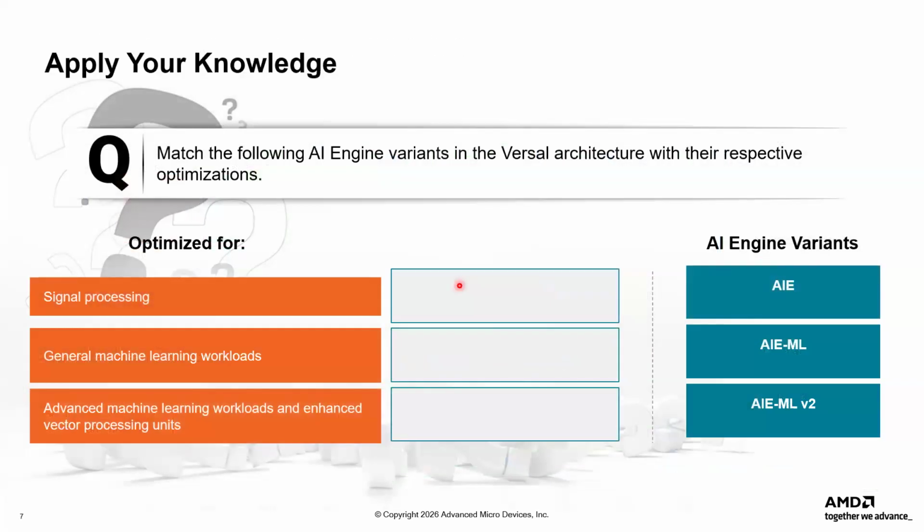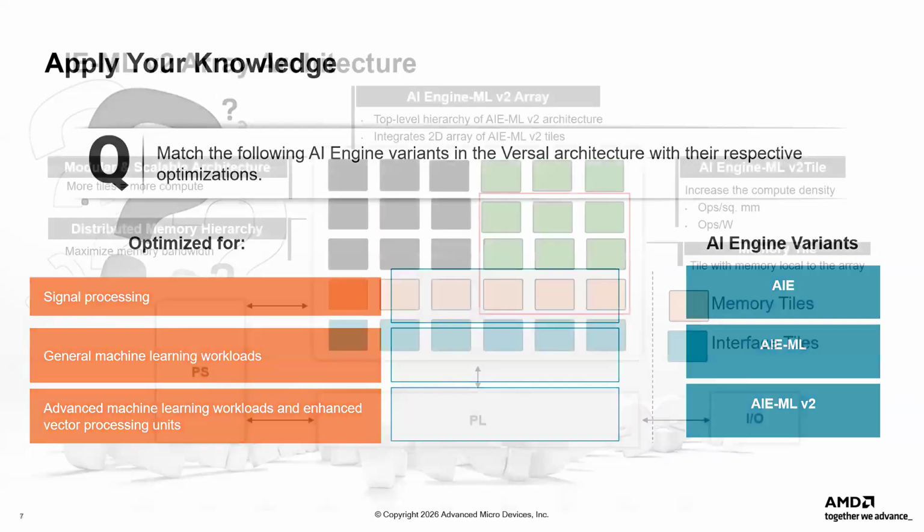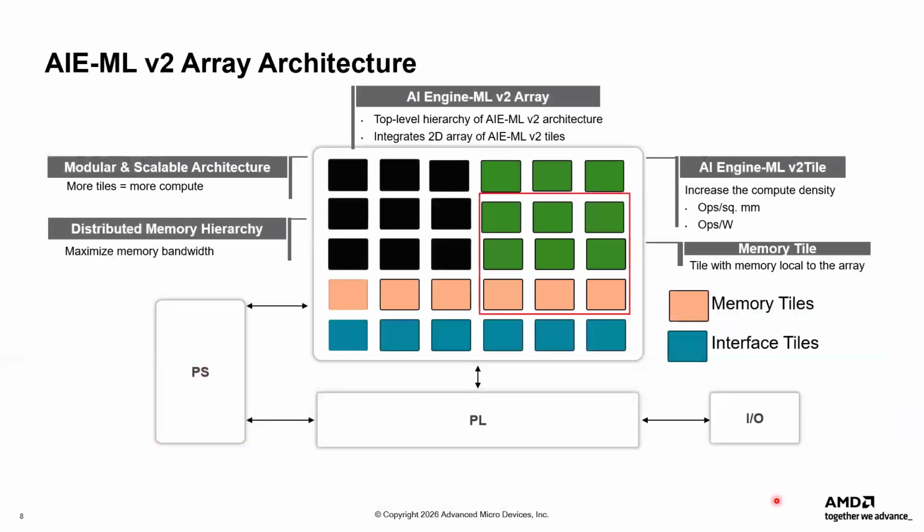So they ask us to match each of the AI engine variants to their respective optimizations. So signal processing, general machine learning workloads, and then advanced. So that would be really just how the boxes are organized. The original AI engines, the AI engine ML, and then the AI engine ML V2. So let's get into a little bit more detail about this, how it actually works.